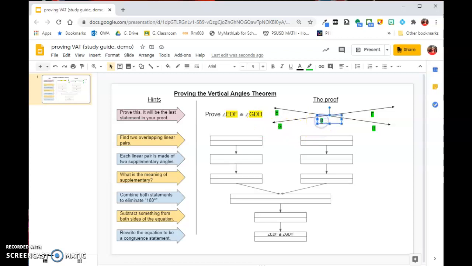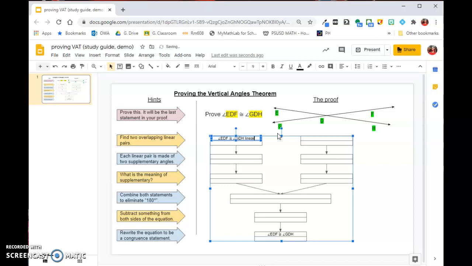Okay, well, this D is bugging me. That's supposed to be the same size as the others. Much better. Okay, so it says find two overlapping linear pairs. So the first linear pair I decided to use was EDF and FDH. So I'm going to paste those in here. Control-Shift-V. Let's see how much room I have to type.